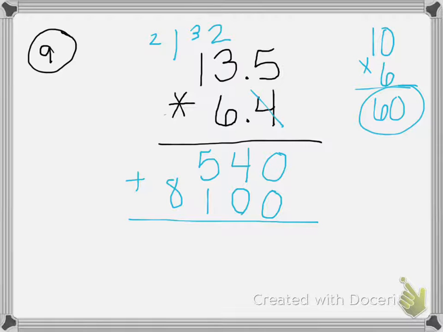Add them together. 0 plus 0 is 0. 4 plus 0 is 4. 1 plus 5 is 6. 8 plus 0 is 8. So since my answer again is around 60, I know I have to put my decimal between the 6 and the 4 to make it as close as I can. So your answer is 86 and 40 hundredths.